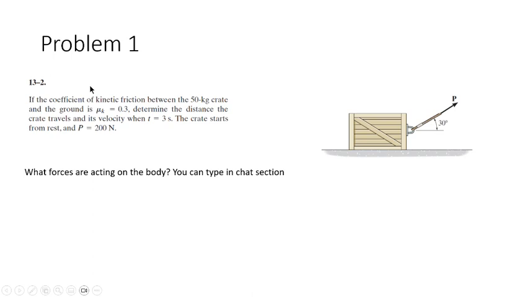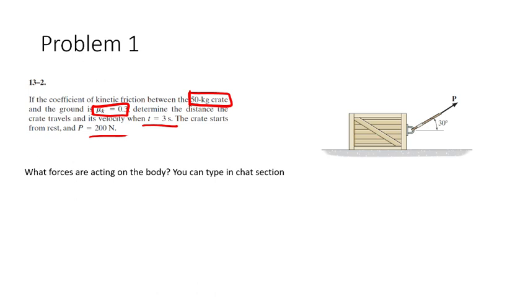Okay, so this is the first problem in the chapter. We have a friction coefficient given for this crate as 0.3, and we are trying to pull in the direction of P. The mass of the crate is 50 kg. The question is: what is the distance and the velocity when the time is 3 seconds and P is 200 newtons? You can pause the video and check the forces acting on the body.